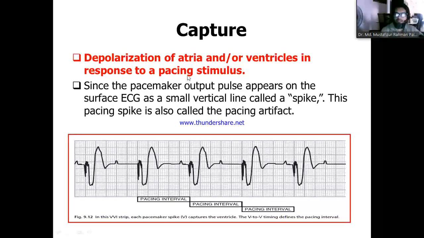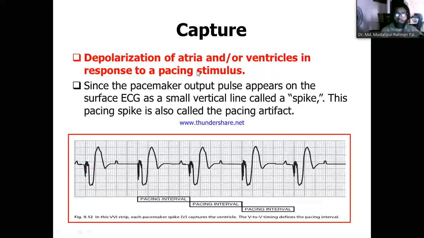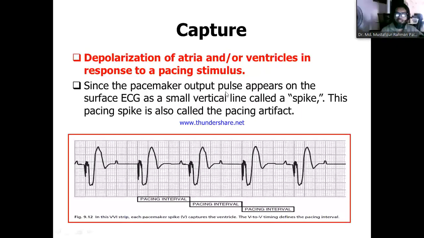If you give the impulse by the generator, but it does not capture, then depolarization will not occur. And if depolarization does not occur, the ventricle will not contract. So capture means the pacing stimulus along with the depolarization. Another name for the pacemaker stimulus is the output pulse. Output pulse is commonly used in Western countries. The pacing stimulus appears on the surface ECG. This is the output pulse.